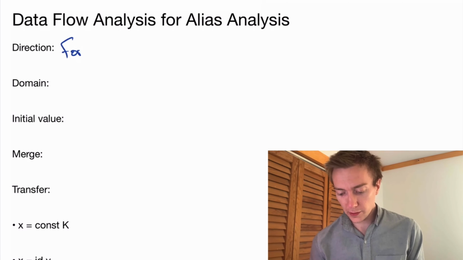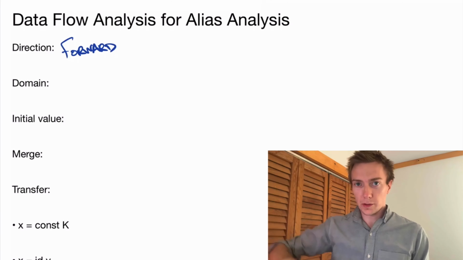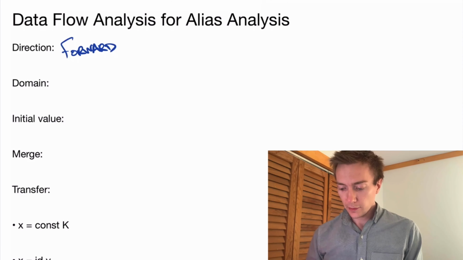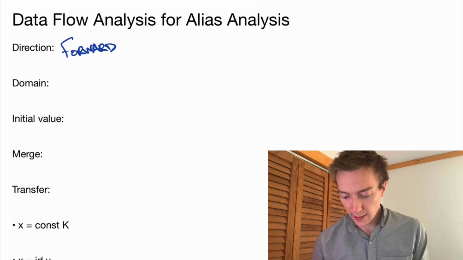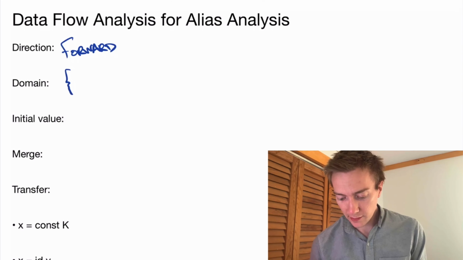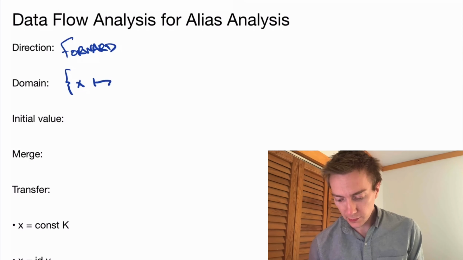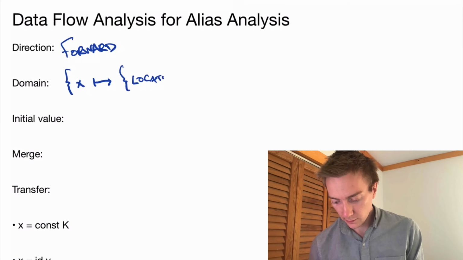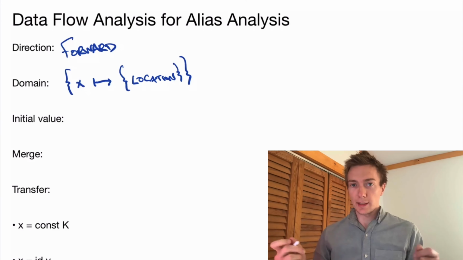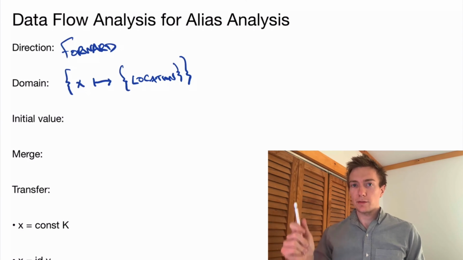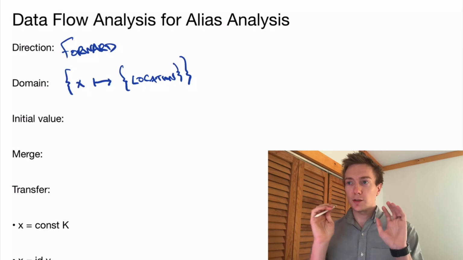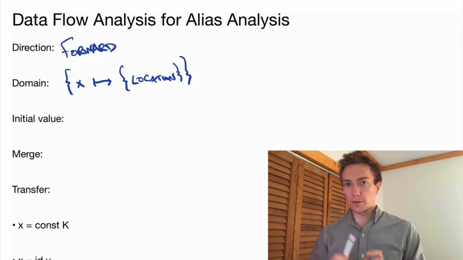This will be a forward analysis, that is, a normal one that goes from the entry block forward through the data flow graph. For the domain, I'm going to set it up so that we will have a mapping that goes from variables to memory locations of some kind. So the thing that we'll compute on the entry and exit of every basic block will be a mapping from variable names in the program to sets of locations that those variables might refer to.